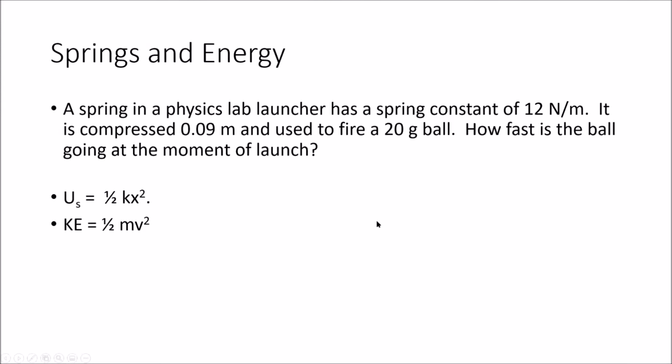I've got a couple example problems with this. A spring in a physics lab launcher has a spring constant of 12 newtons per meter. It is compressed by 0.09 meters, or 9 centimeters, and used to fire a 20-gram ball. How fast is the ball going at the moment of launch?